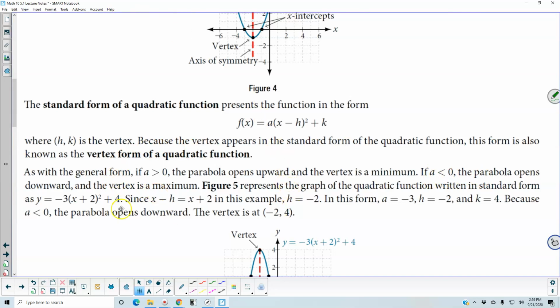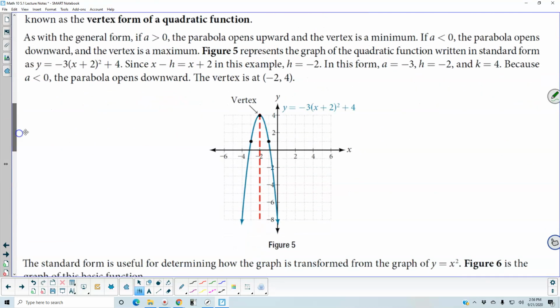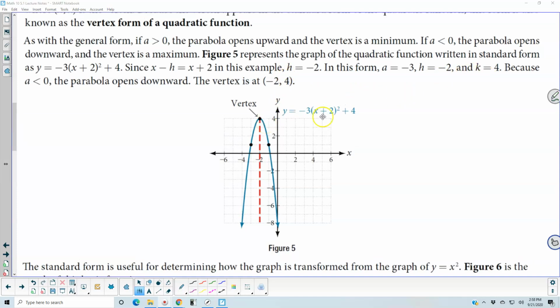If a is less than 0, meaning if a is negative, then the parabola opens downward and the vertex is a maximum. Now, if we take a look at figure 5, it represents the graph of a quadratic function written in standard form as y equals negative 3 times x plus 2 squared plus 4. Since x minus h in the parentheses is equal to x plus 2, in this example, h must be negative 2. In this form, a is negative 3, h is negative 2, and k is positive 4. Because a is less than 0, we know that the parabola opens downward. We can determine that the vertex is at h, k, which is negative 2 and 4.